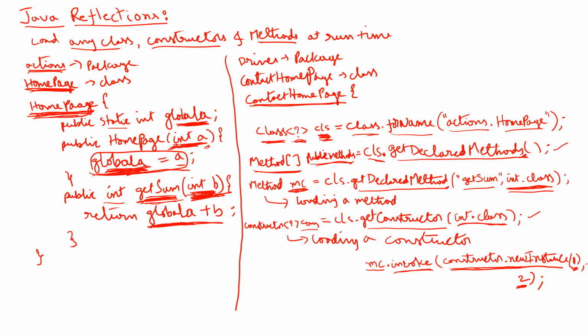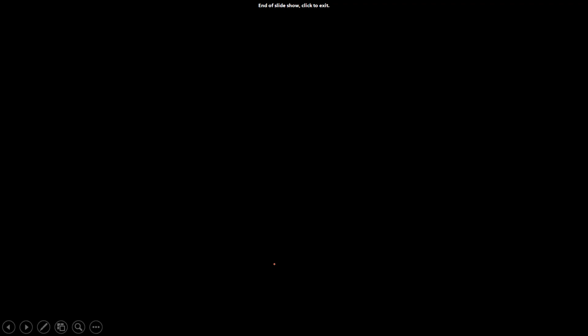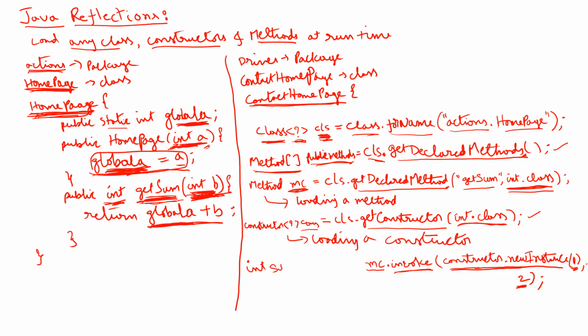And since this is returning an integer here, we have to capture this value. So for that, we'll create a new variable here: int sum equals, and we have to cast this to integer type. So int sum equals, cast to integer type, mc.invoke of constructor.newInstance of 1, comma, and this is the variable for the method. So this is how we can load a class, we can load a method, we can load a constructor, and we can call the method. So let's see this one more time.